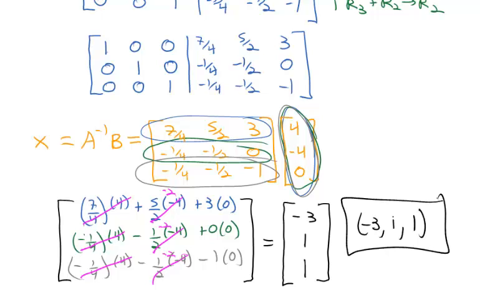That's how we can solve a system of equations by using the matrix inverse. We find the inverse matrix, multiply it by the solution matrix, and that will give us the values for x, y, and z.